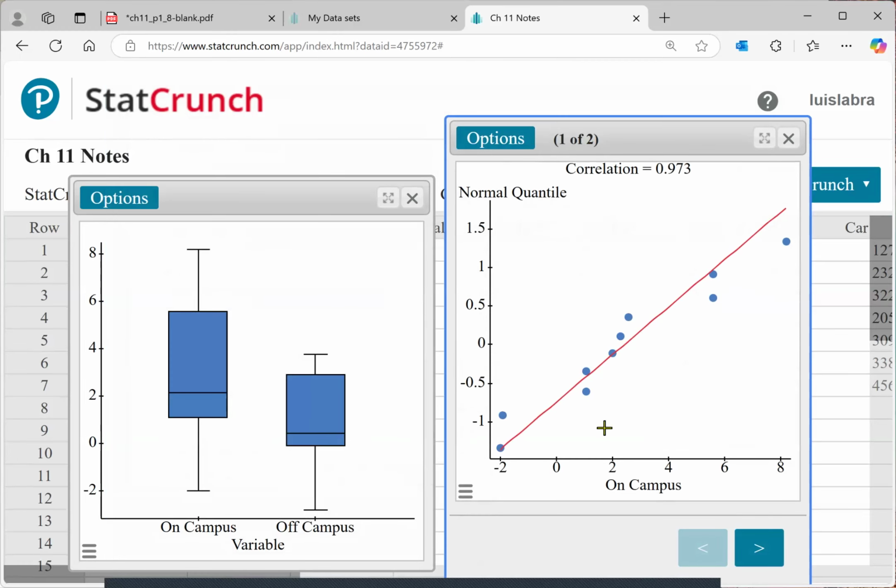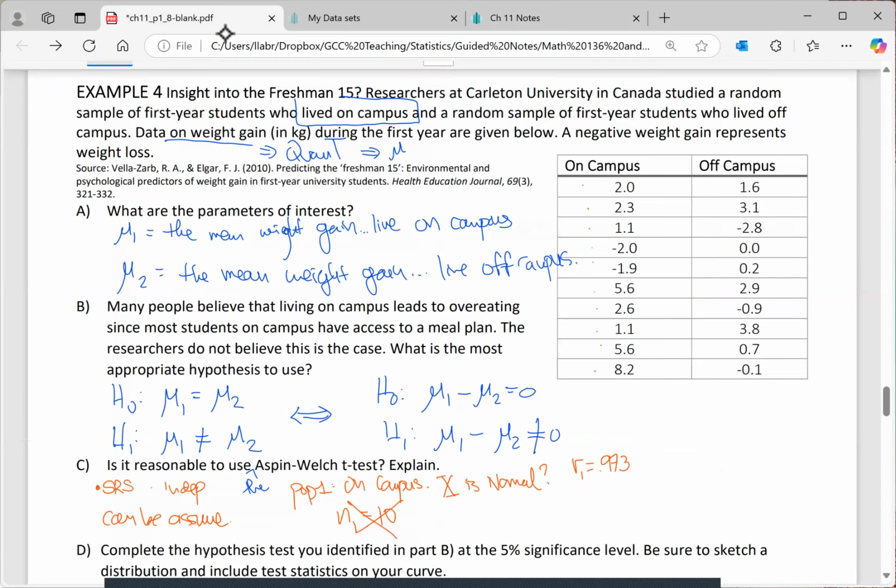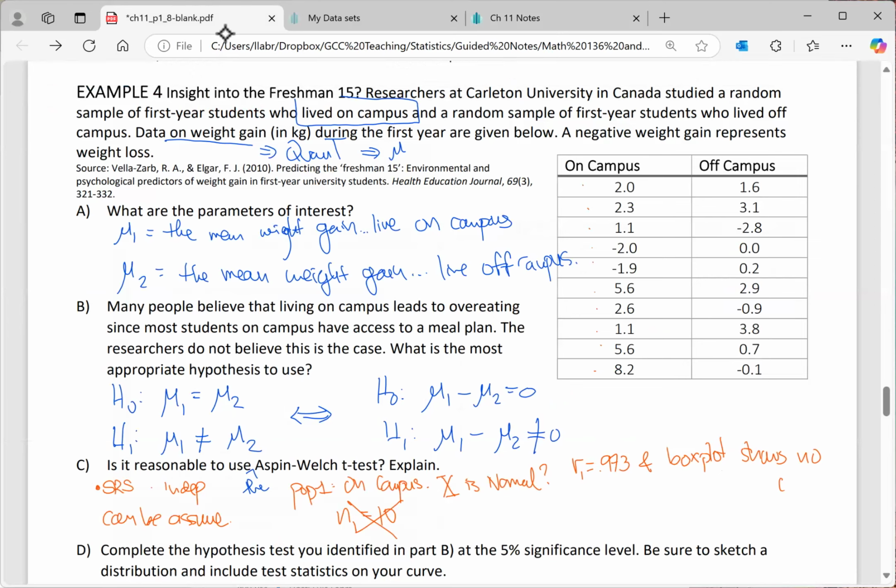All right, so there's the QQ plot for on campus. We see the correlation coefficient is 0.973. And the box plot shows no outliers. So there is evidence for me to say that the amount of weight loss that on-campus students, or sorry, not weight loss, weight gain that on-campus students are doing does appear to come from a normal population. So yeah, the weight gain does appear to be normal.